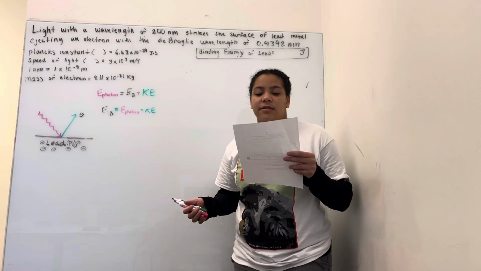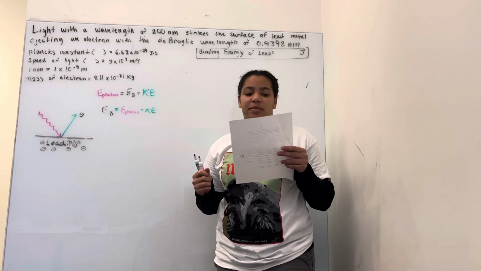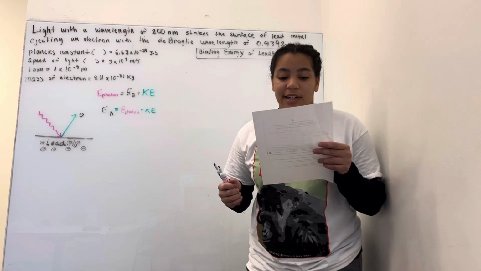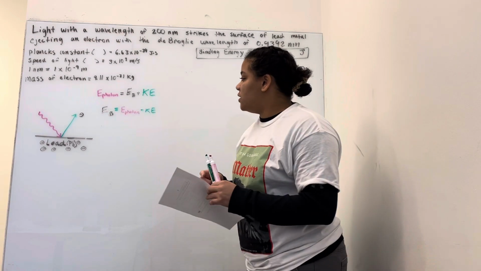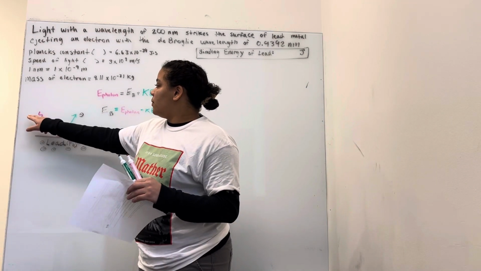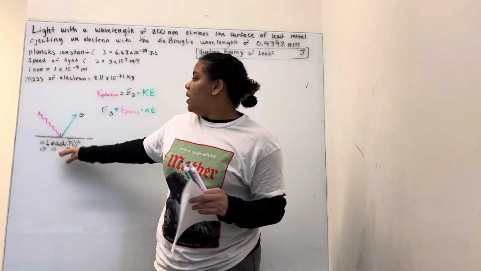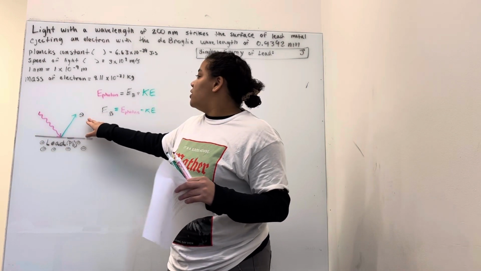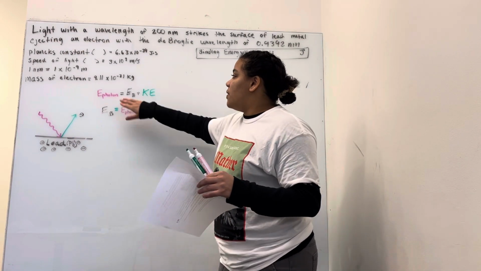Light with a wavelength of 200 nanometers strikes the surface of lead metal, ejecting an electron with a de Broglie wavelength of 0.9392 nanometers. So just to get a visualization of this, we have our photon, which is a particle of light, coming in, striking our lead metal, and an electron is being ejected. This is called the photoelectric effect.